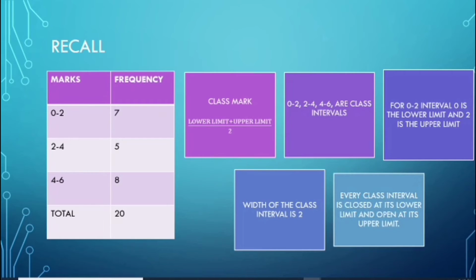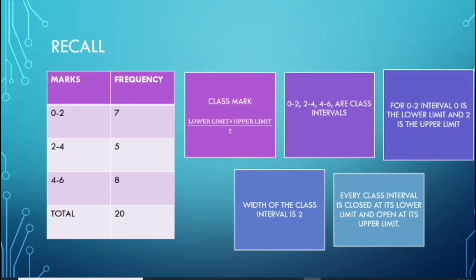Every class interval is closed at its lower limit and open at its upper limit. This statement is very important. What do I mean by being closed and open? When you consider the first class interval 0 to 2 and its frequency as 7, how do you read it? You say number of students who have got marks from 0 strictly less than 2 are 7. This means you are including all those students who have got marks right from 0 less than 2.